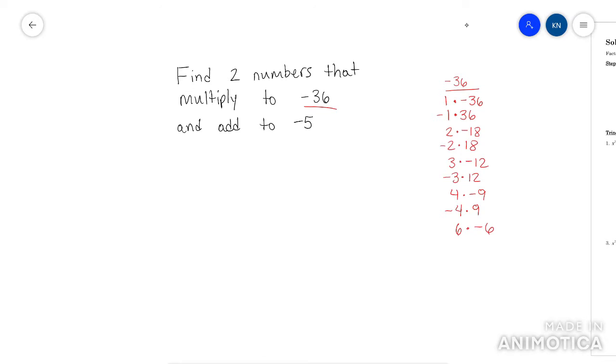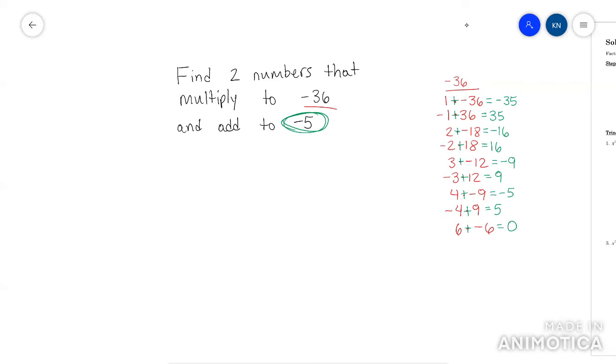Now what you have to do is find the ones that add up to become negative 5. So imagine if you added all these together. First one would be negative 35. The second one would be positive 35. The third one would be negative 16. Fourth one, positive 16. The next one would be negative 9, the next one positive 9. Then we get negative 5, then positive 5, then we get 0.